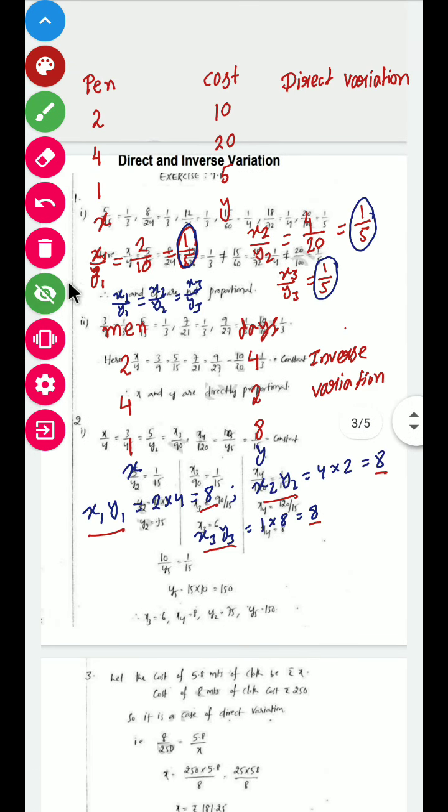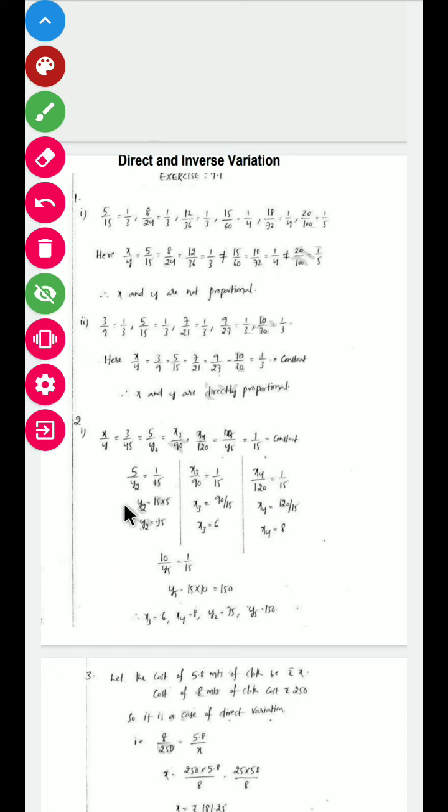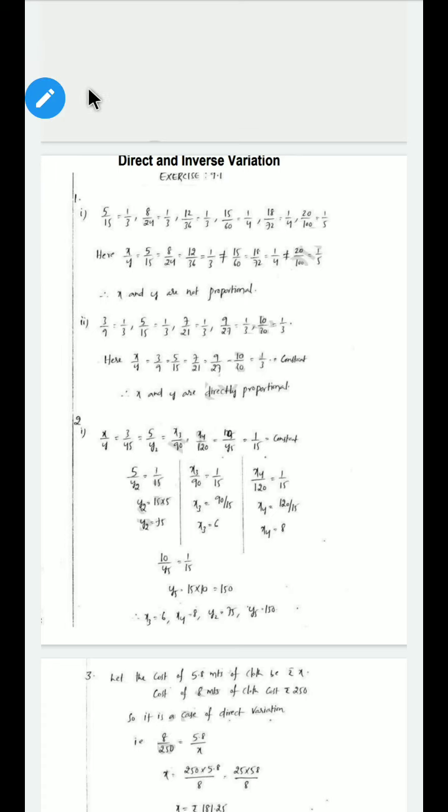Now look at question number 1. In this exercise, that means exercise 9.1, we will discuss only direct variation. Observe the following table and find whether x and y are directly proportional. Here you have to find these two. One table is given; is it a direct variation or not?